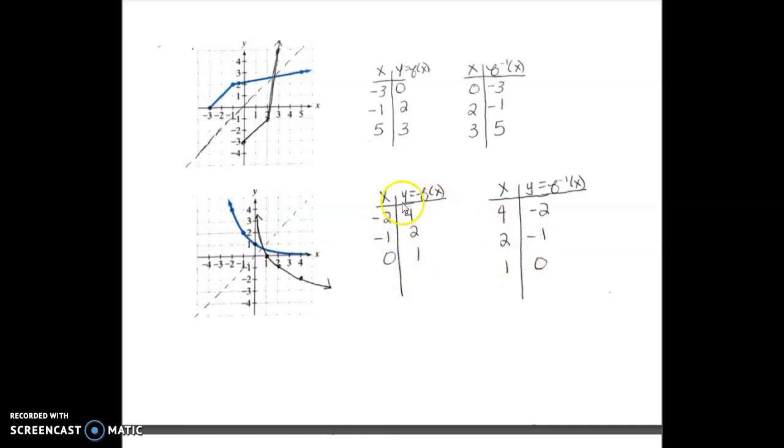My new table is created by switching the roles. So this becomes (4, -2), (2, -1), and (1, 0) when I switch them around. When I plot those points, I get (4, -2), (2, -1) is here, (1, 0), and then I can draw in my graph to show that it is a reflection across this line. I just put the dotted line in there so we can see it.